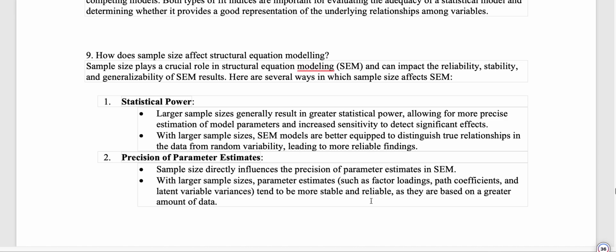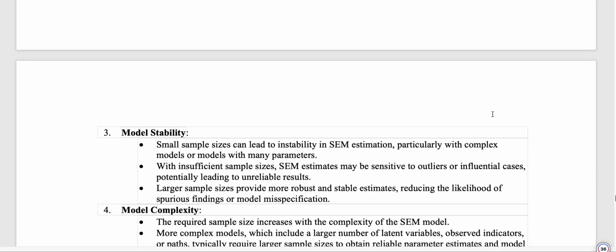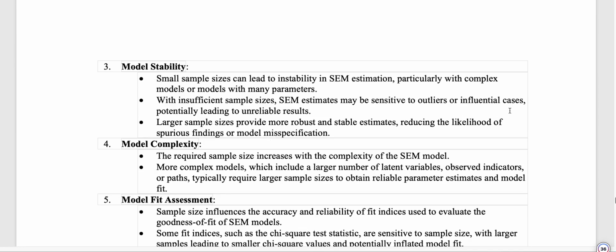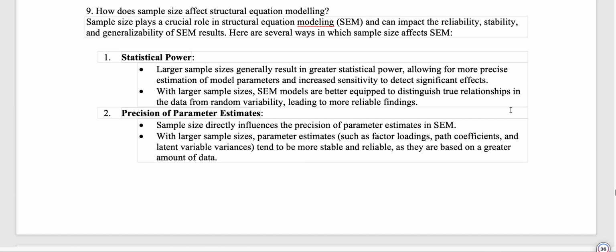Let's talk about the ninth question. This is: how does sample size affect structural equation modeling? Let's talk about its answer. Sample size plays a crucial role in structural equation modeling. It can impact the reliability, stability, and generalizability of structural equation modeling results. Here are several ways in which sample size affects structural equation modeling. We will discuss statistical power, precision of parameter estimation, model stability, model complexity, and model assessment. We'll discuss them one by one.